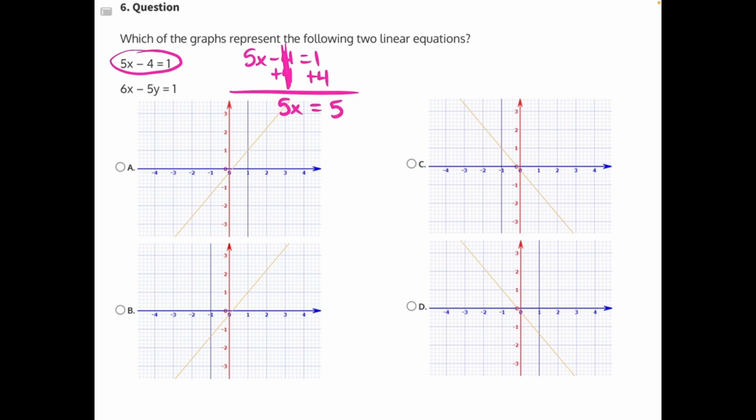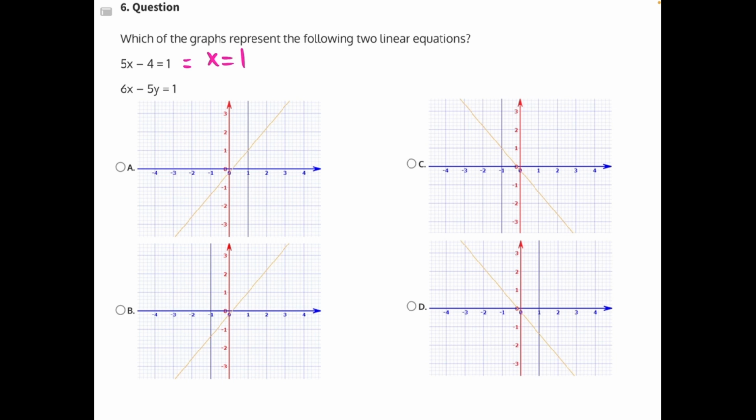Then we need to divide both sides by 5 because 5 is being multiplied to x. And we will be left with x equals, anything divided by itself is always 1. So our first equation, and I'm just going to undo all of this so that it's not covering up our answers. Our first equation is x equals 1.